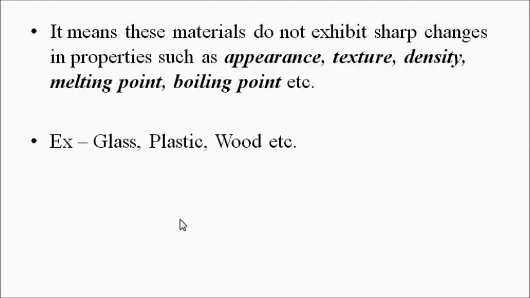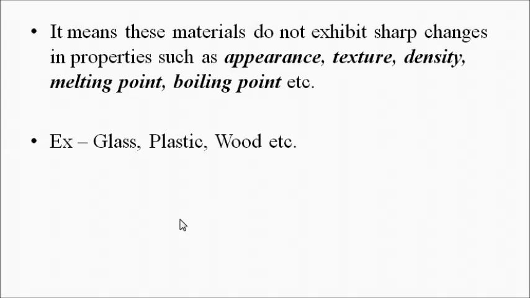So it means that they do not exhibit any sharp changes in those properties. The mechanical, electrical, optical properties do not change from one point to another. For example, their appearance, texture, density, melting point, boiling point, and all the other associated resistance values or conductance values, the mobility of ions, whatever, it will be the same at all places. They will exhibit no change from one point to another.